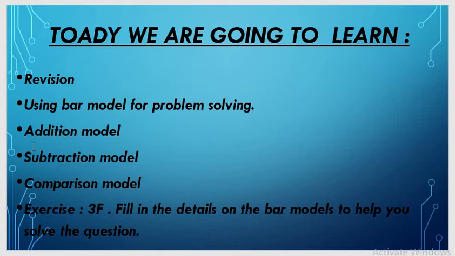First of all, we do the revision of the previous lecture, then using a bar model for problem solving, then the addition model and subtraction model, and then the comparison model. In the addition model we have done two examples, and again I am explaining the addition model with examples one and two. Then for the subtraction model, I am taking only one example, and for comparison also only one example.